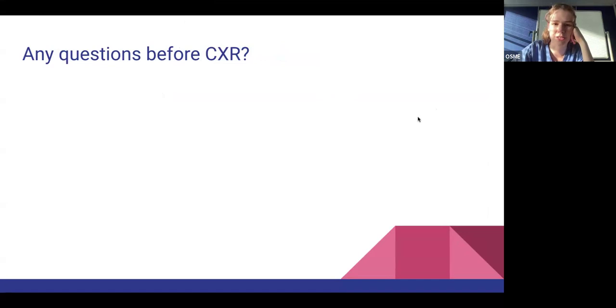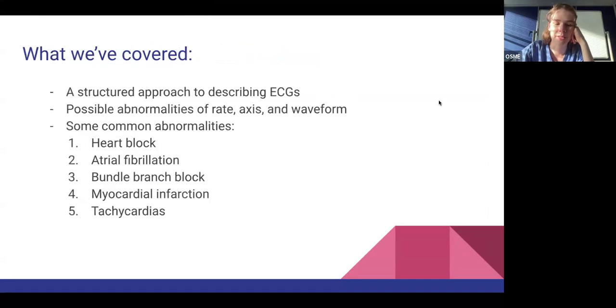And then if you have any questions, just speak up. So what we've covered so far is this structured approach, which you should be using absolutely every time, no exceptions, and it will get you so much further and makes you look so much more with it. Possible abnormalities of rate, axis, and waveform, and then those 5 common abnormalities that we just covered. And hopefully those are a bit clearer now as well.